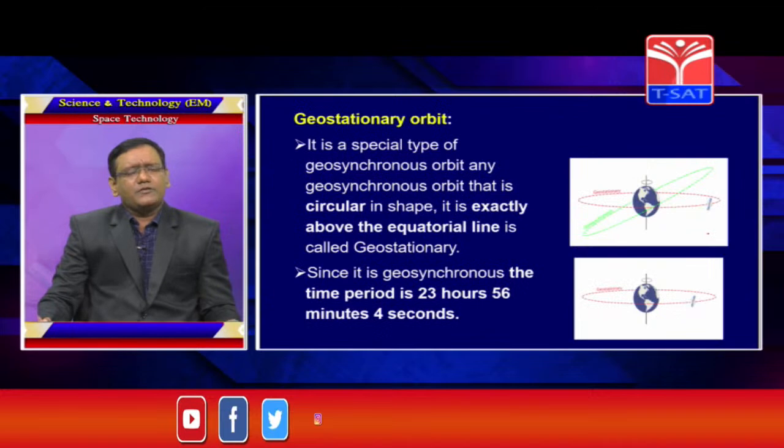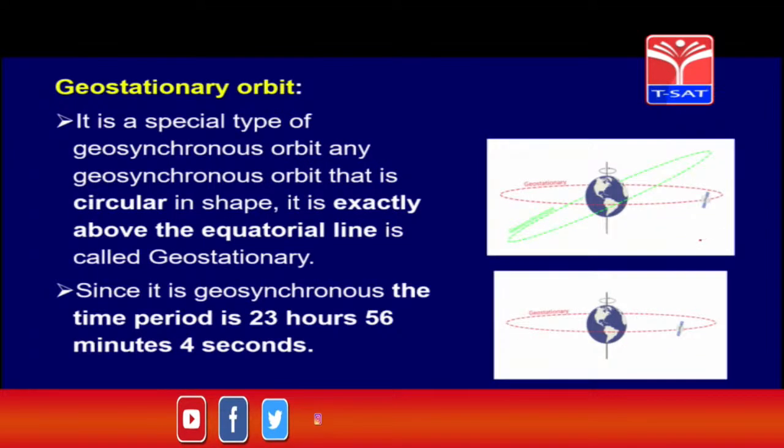So what is geostationary orbit? Geostationary orbit is a special type of geosynchronous orbit. Any geosynchronous orbit that is circular in shape and exactly above the equatorial line is called geostationary orbit. Since it is geosynchronous, the time period is 23 hours, 56 minutes and 4 seconds.